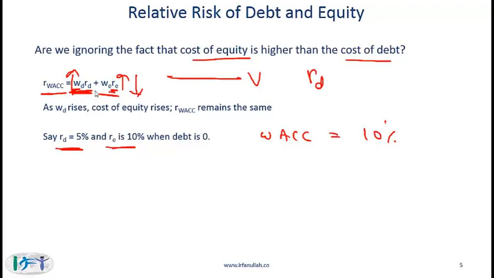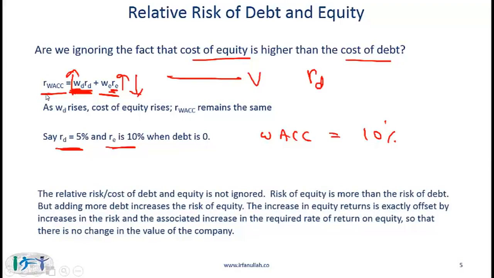And these two variables, the weightage of debt relative to equity and cost of equity, change in such a way that the overall cost of capital remains the same according to this proposition. So I'll just have you read this, and then on the next slide we'll go into more details on this and show you some equations.